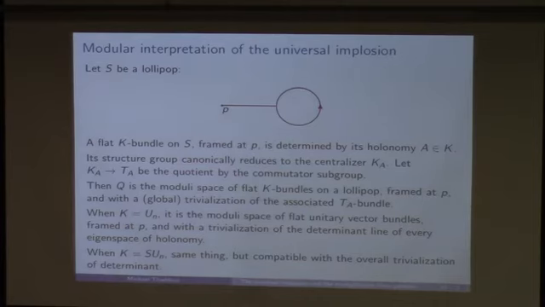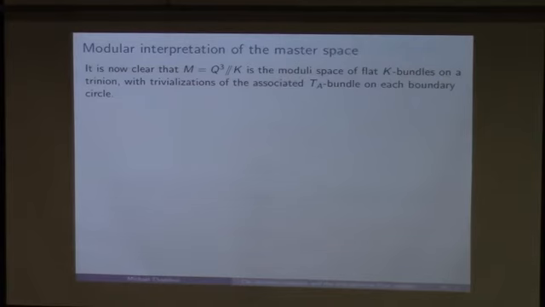Well, once we understand that this is the modular interpretation of the universal implosion, what's the modular interpretation of the master space? Well, the dividing by decay action erases the choice of the framing. If you remember, I drew the trinion with those 3 lollipops sticking out of it, right, which are all glued together at P. So I have a flat bundle on the 3 lollipops. The condition that ABC equals I means that the flat bundle extends over the trinion.